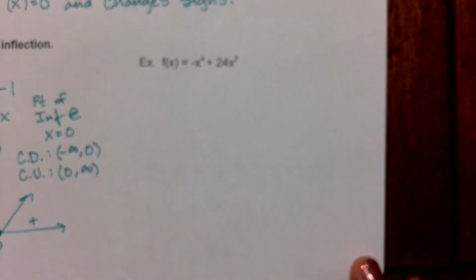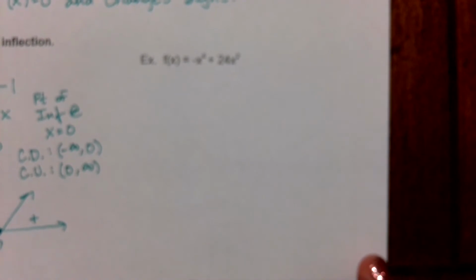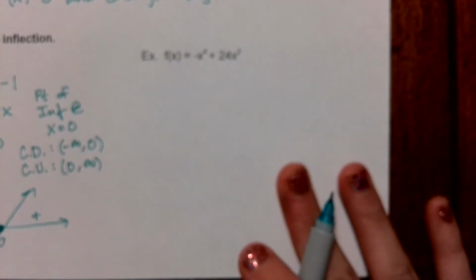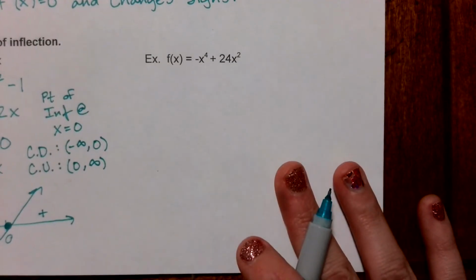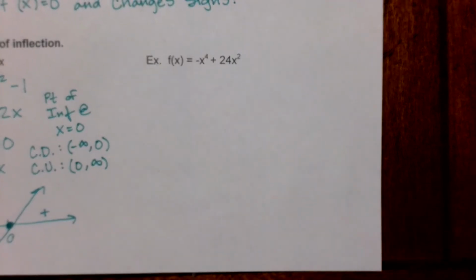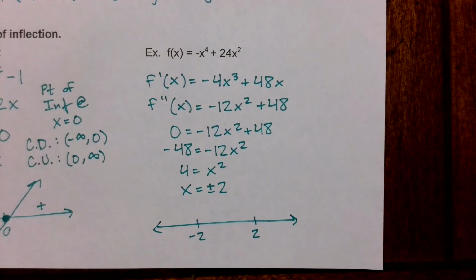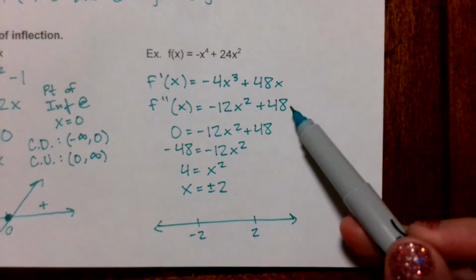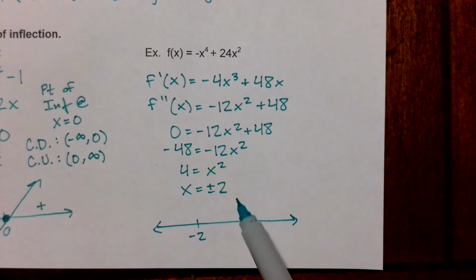Okay. So why don't you go ahead and pause the video and see how far you can get with this one. Same thing, still a polynomial, you're finding points of inflection. So hopefully we got to this point where we found the second derivative and then set it equal to 0 and solved. We get plus or minus 2.